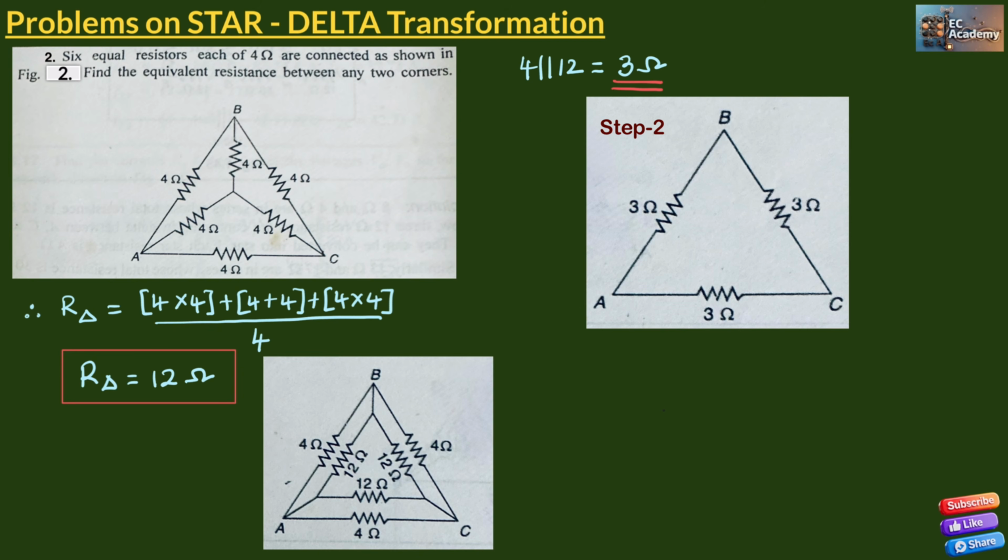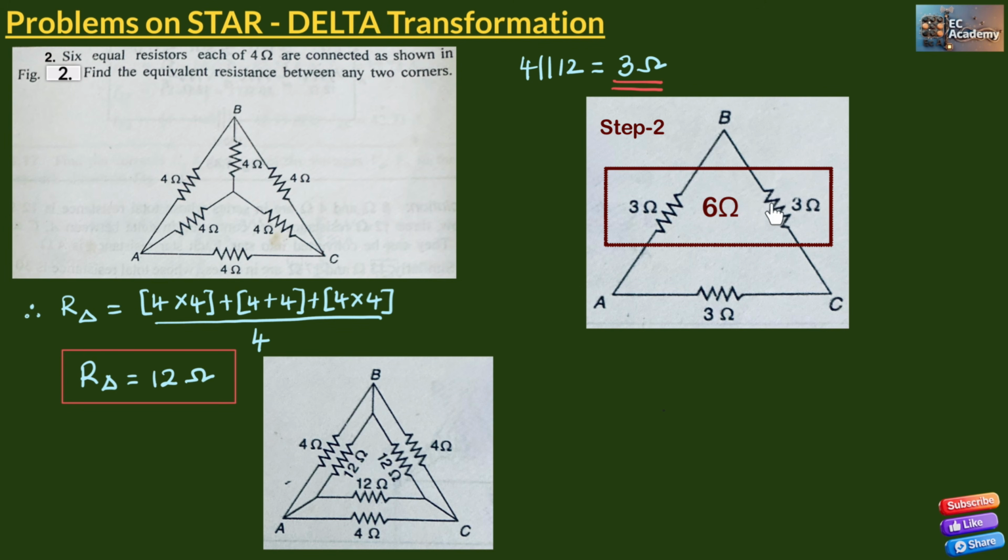Now, to find the equivalent resistance between any two corners, let us take corners A and C. We need to find the equivalent resistance between A and C. So, between A and C, there are two paths. One is from A to C, which has 3 ohm resistance, and another way is from A to B, then B to C. In that case, these two resistances will be in series. So, the equivalent resistance between these two will be 6 ohm.